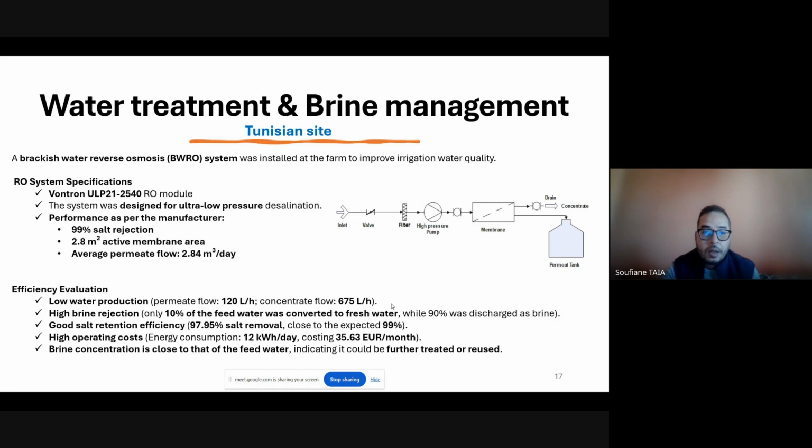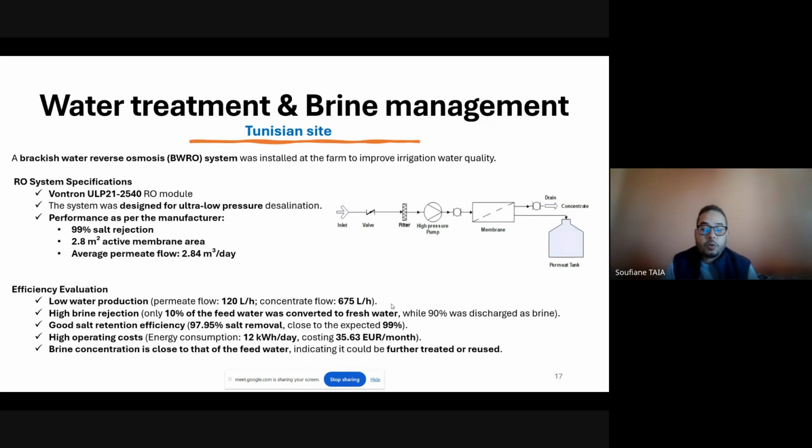So the existing system at this site in Tunisia uses a Vortron module designed for ultra-low pressure desalination. It achieves 99% salt rejection with an active membrane area of 28 square meters, and an average water output of almost 3 cubic meters per day. So the water production is very low, with only 10% of feed water converted to fresh water, while 90% is discharged as brine.